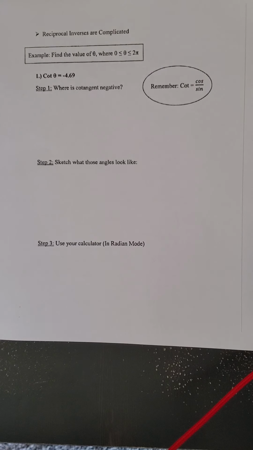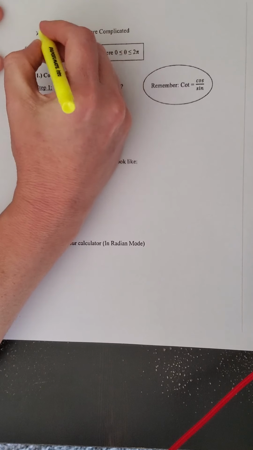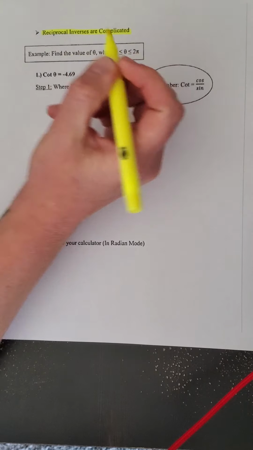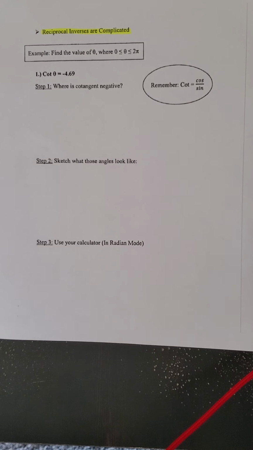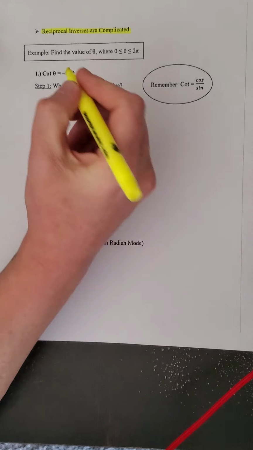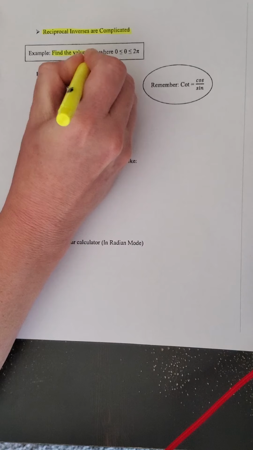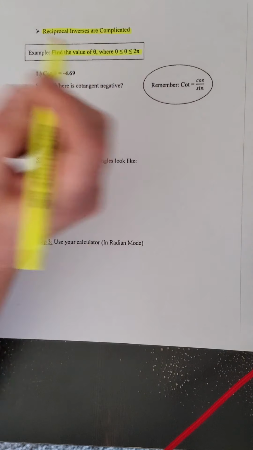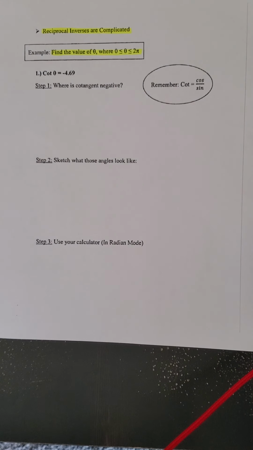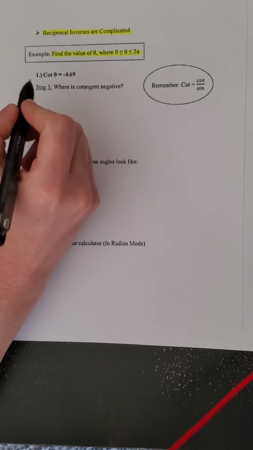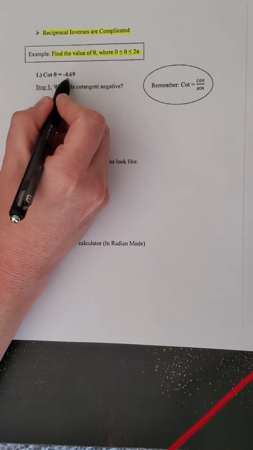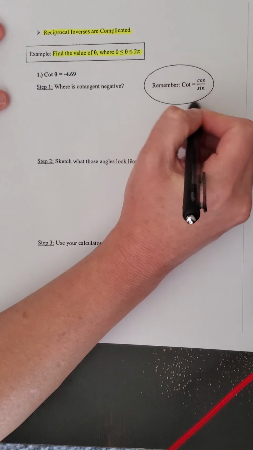Okay, so the first thing says that trig reciprocal functions are a little bit complicated. I hate that they start with that because that kind of makes you a little scared. So it says, for example, find the value of theta where theta is between 0 and 2 pi. So again, one rotation on the unit circle. And we want to find cotangent of negative 4.69. So they did give us this hint off to the side.